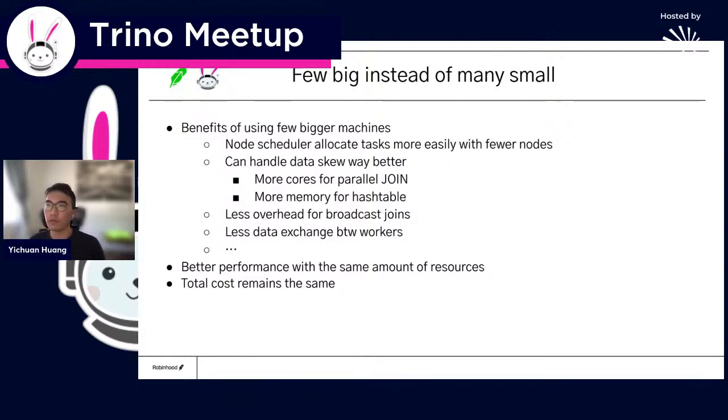set with a few big machines instead of many small ones is that we maintain the total amount of resources, meaning the total number of CPUs and total memory, but we can get better performance because of the above bullet points, and that allows us to get better performance at almost similar total cost.